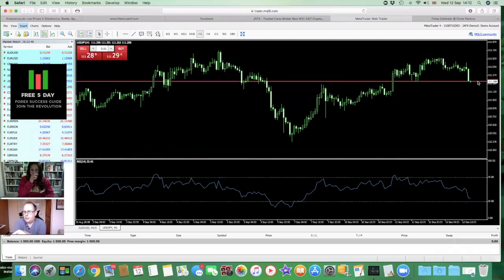So you can see that the RSI, Relative Strength Index, is very low. It's getting down towards the 30. So that would indicate there's probably a chance it's going to come back up, especially if it hits the 30 or goes below.